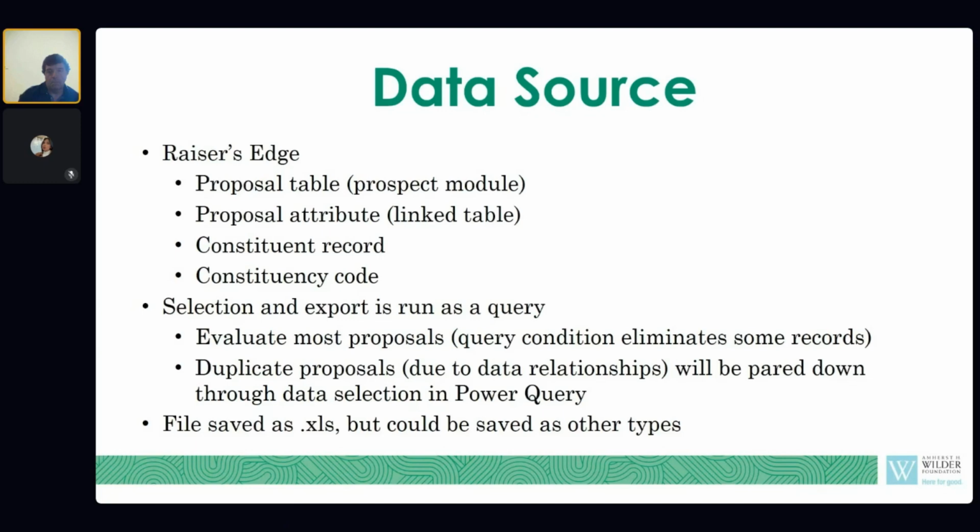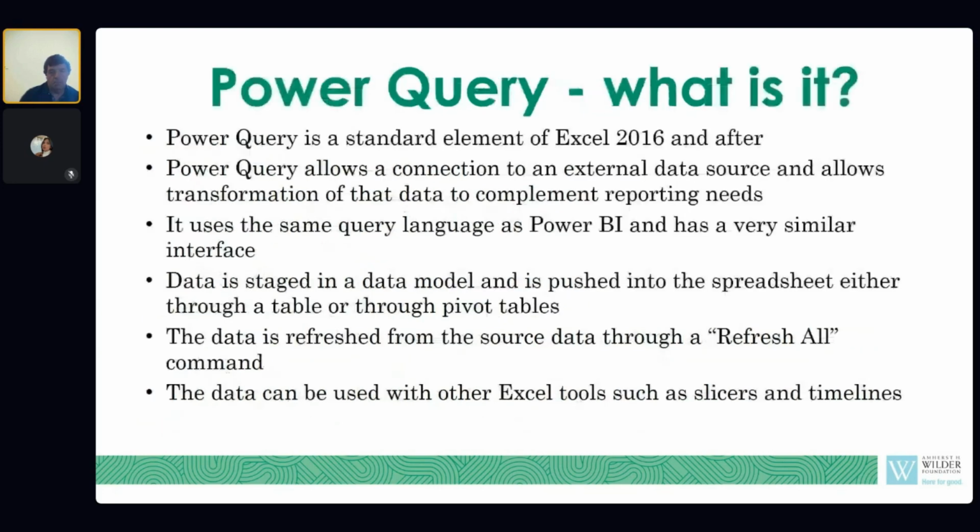It will evaluate most of the proposals that we have in the database, although some are going to be eliminated with the query selection. The reality is that within the query selection, we're probably going to have duplicate proposals because of the table relationships of the proposal to constituent, proposal to attribute, constituent to constituency code. But those will be pared down as we go through the data selection process in Power Query. The output file is saved as an XLS, but it could be saved as other formats for this process. I'm just partial to Excel files.